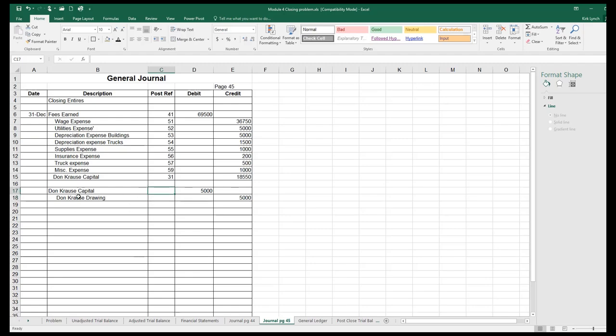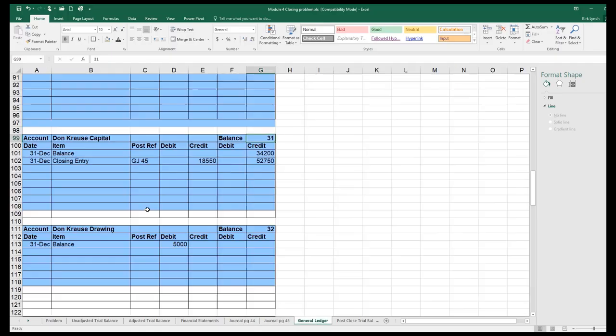So finally down here, our last entry is to debit the capital account, which is going to reduce its balance by the amount of the drawing entry here. And so back in our general ledger, we're going to go back and redo what we just did on the 12th. It's a closing entry, and it came from our general journal, page 45, and this time it's a debit of $5,000, which makes the balance of this account $52,750 minus $5,000.